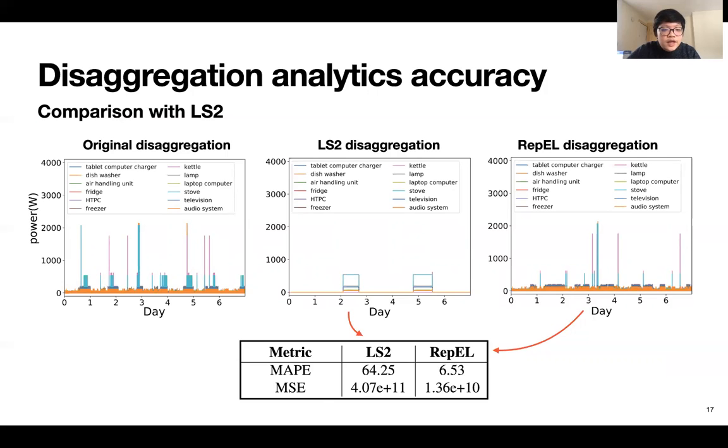We calculate mean absolute percentage error and mean square error. The results show that both errors are low for RepEL, and it is about 1 order of magnitude lower than LS2.